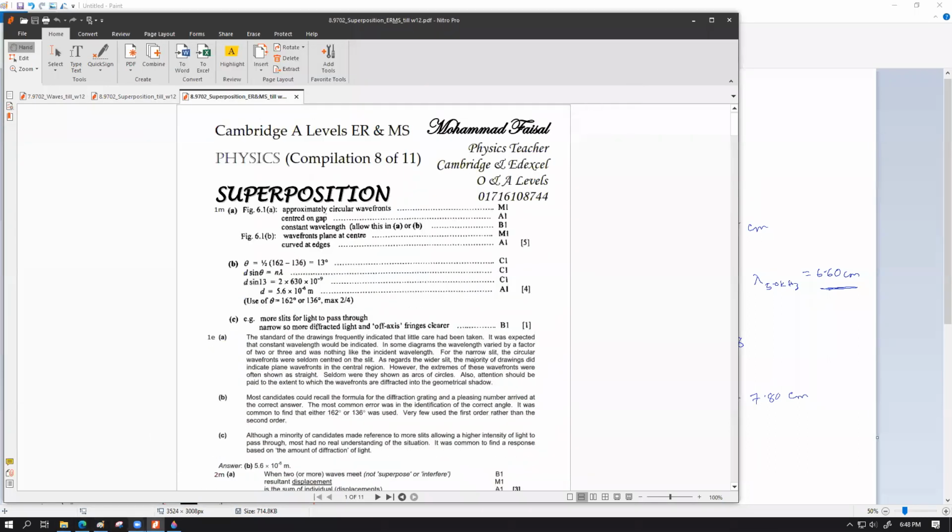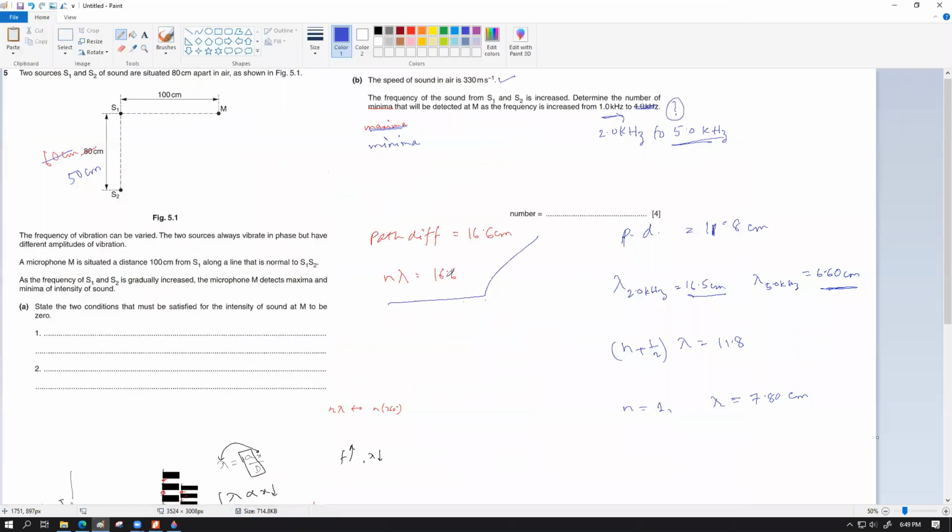Change to the question. What I'm saying is, determine the change of frequency from 1 kilohertz to a higher value, so that the microphone detects 3 minima. So to detect exactly 3 minima, what should be your upper range of frequency?